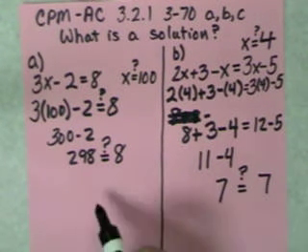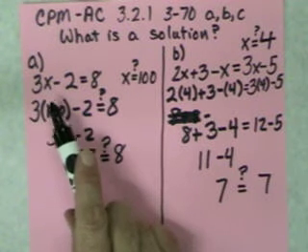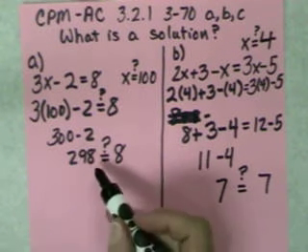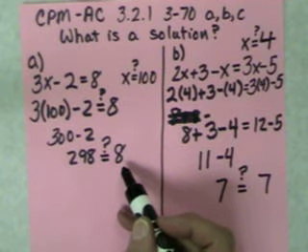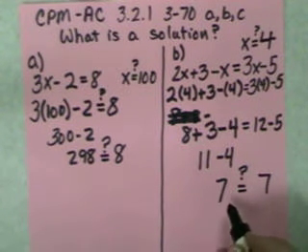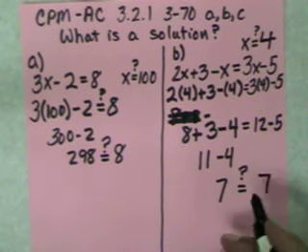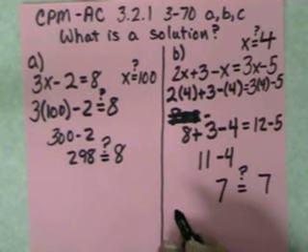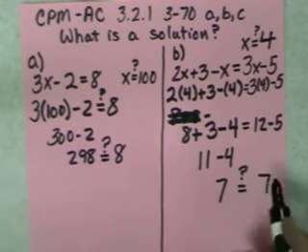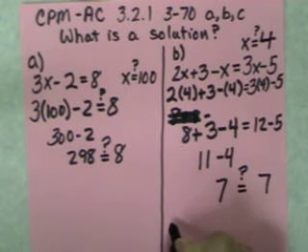So let's look back at our two problems. In the first problem, he said his answer was 100 for this. We plugged it in and we got 298 equals 8. In the second problem, we plugged in 4 and we got 7 equals 7. Which one of those is equal on both sides? The 7 equals 7 is equal. So we would say that this one is a solution.